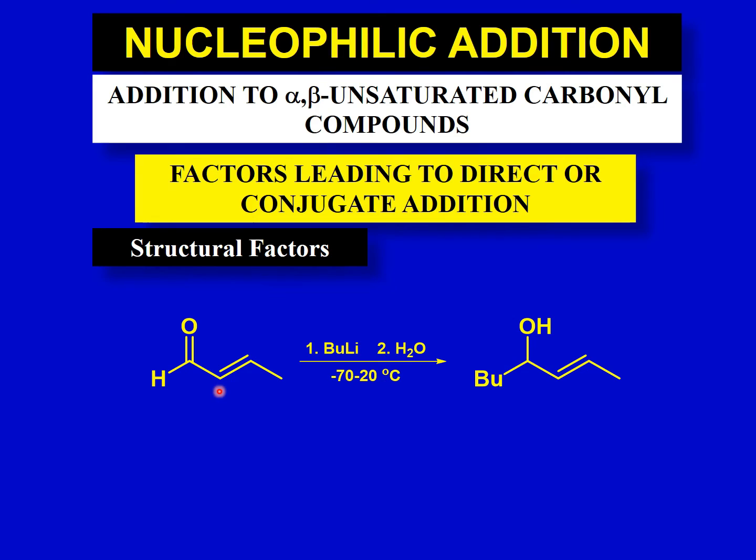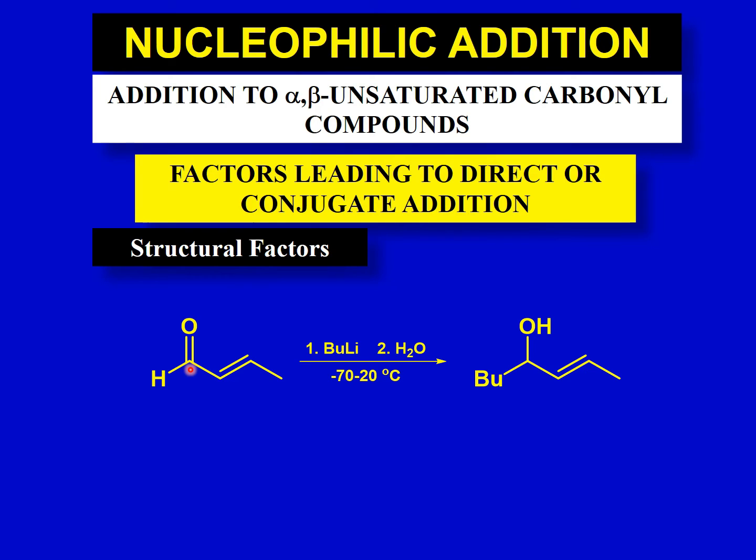If we have an aldehyde and we react it with butyl lithium at minus 70 to 20 degrees centigrade, this is what we get as a result. From the product, you can see that it's a direct addition product in which the butyl anion attacks the carbonyl carbon, forming an alcohol, and the butyl group is attached to the carbon which was the carbonyl carbon of the aldehyde.